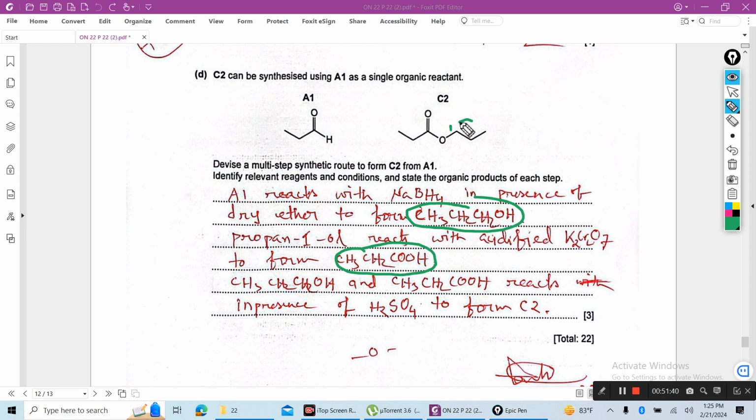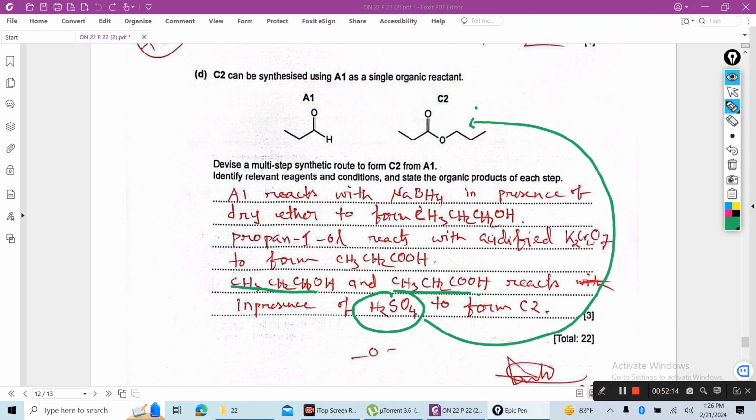Our ester is propyl propanoate. So propanol reacts with propanoic acid in the presence of sulfuric acid to produce C2, meaning propyl propanoate. Propanol reacts with propanoic acid in the presence of sulfuric acid catalyst to produce propyl propanoate, that is C2. C2 is the name for propyl propanoate.